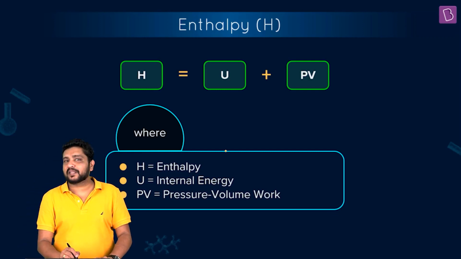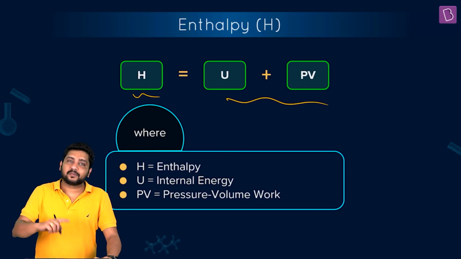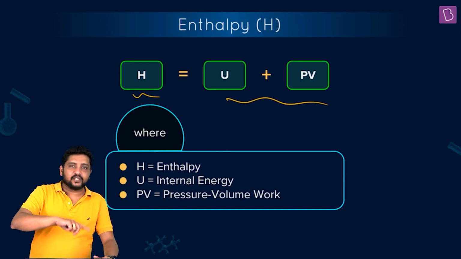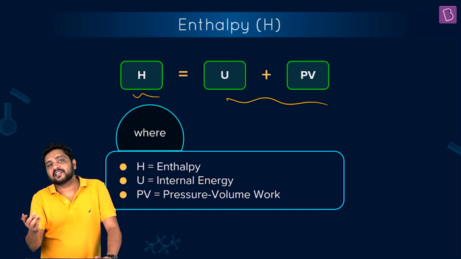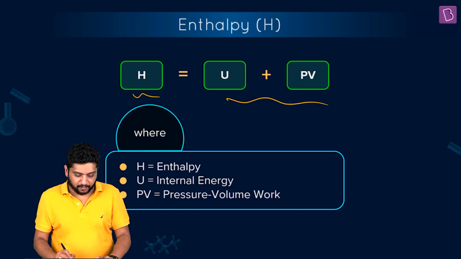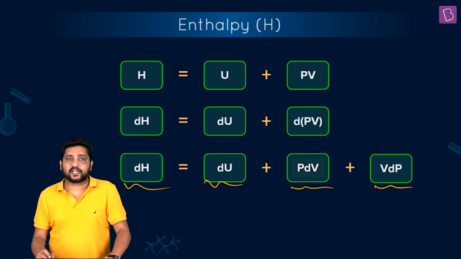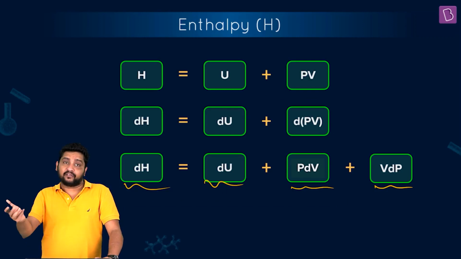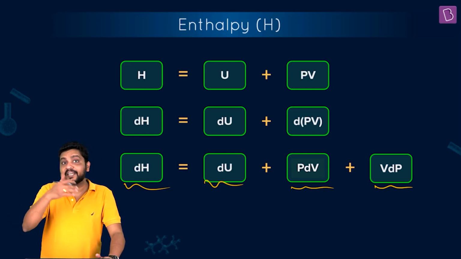So H is equal to U plus PV. This is the definition. We won't go into much detail here. It's not relevant. But the point is that when you write dH is equal to dU plus PdV plus VdP, then you could write dU plus PdV to be equal to dQ, and VdP will be 0 if pressure is not changing. So we can say that dH will be equal to dQ under constant pressure, right? So dH is equal to dU plus PdV plus VdP is what is written here. We can see that VdP will be 0 if pressure is constant. Then what is remaining? dU plus PdV.